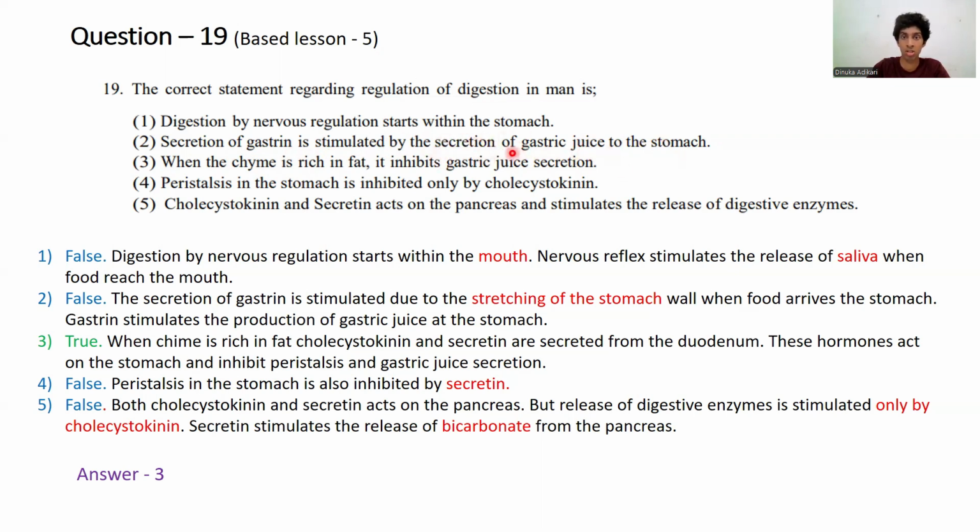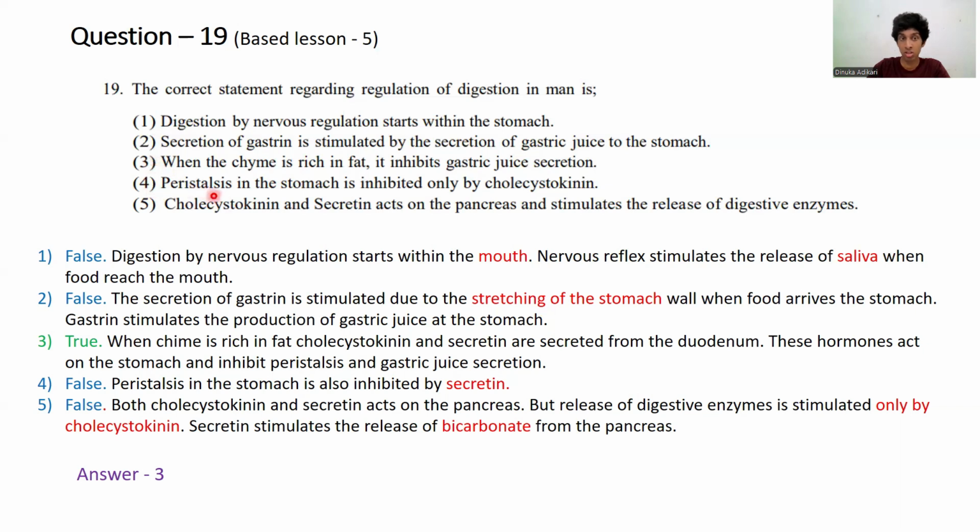That means the secretion of gastric juice is stimulated by gastrin. Therefore, the second statement is false. Third one, when the chyme is rich in fat, it inhibits gastric juice secretion. That's true. When the chyme is rich in fat or even in amino acids, cholecystokinin and secretin are secreted from the duodenum. So then these hormones act on the stomach and it inhibits peristalsis and gastric juice secretion. Therefore, statement 3 is correct.